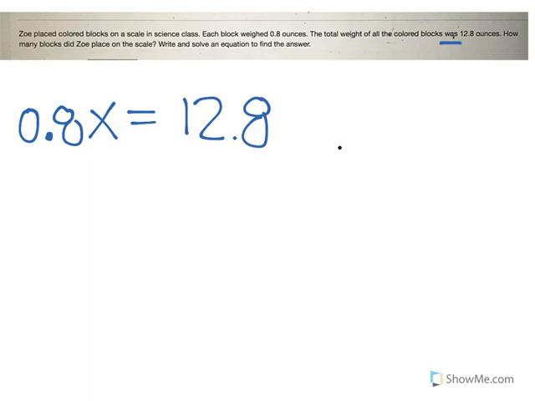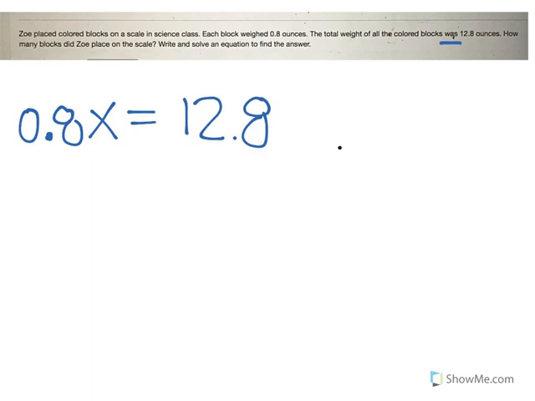Zoe placed colored blocks on a scale in science class. Each block weighs 8/10 ounces. The total weight of all the colored blocks was 12.8 ounces. How many blocks did Zoe place on the scale? Write and solve an equation to find the answer. So, what do we know? We know we have blocks. How many blocks do we have? I don't know. But I know the blocks weigh 8/10 ounces, 0.8. And I know my total is 12.8.